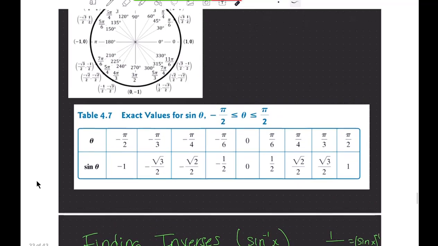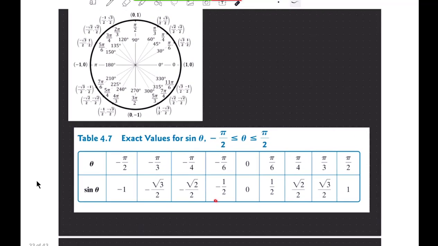Right? Or we could go off our little table. Where's negative half? Negative pi over 6.